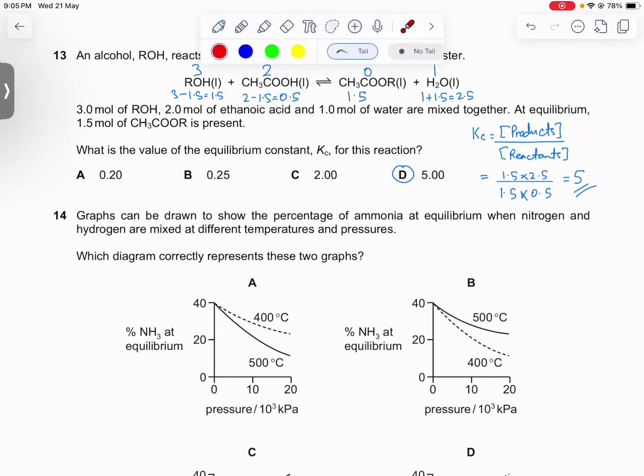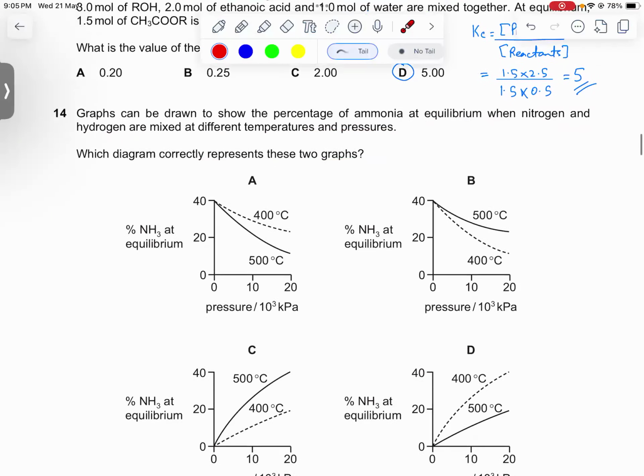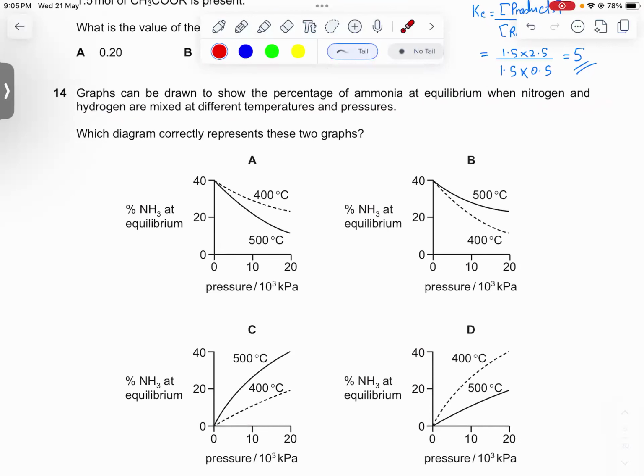Next question, question number 14. Graphs can be drawn to show the percentage of ammonia at equilibrium when nitrogen and hydrogen are mixed at different temperatures and pressures. Which diagram correctly represents these two graphs? This is kind of a tricky question. The reason why it is tricky is because the graph contains three things: temperature, pressure, and percentage of NH3 at equilibrium.